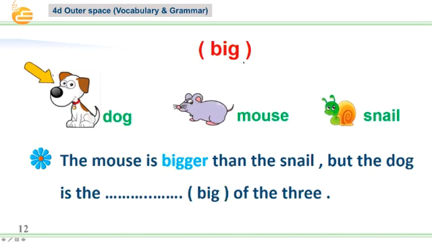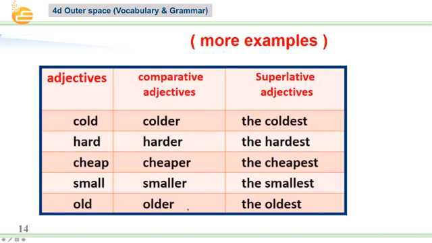Big. Also, it's a short adjective, one syllable. We have dog, mouse, and snail. The mouse is bigger than the snail, between two, comparative adjective. But the dog is the blank of the three, of course, is the biggest. Biggest. This is a superlative adjective.